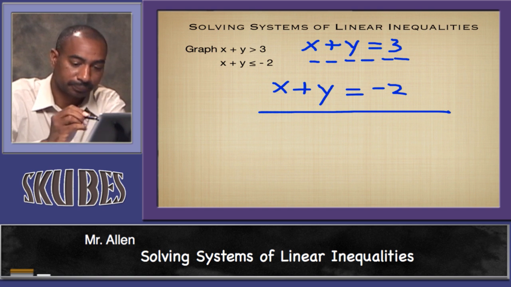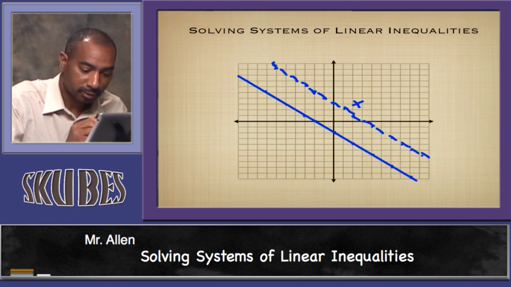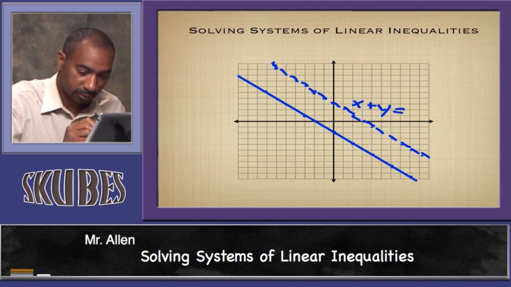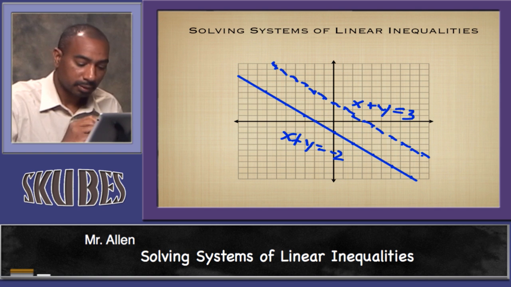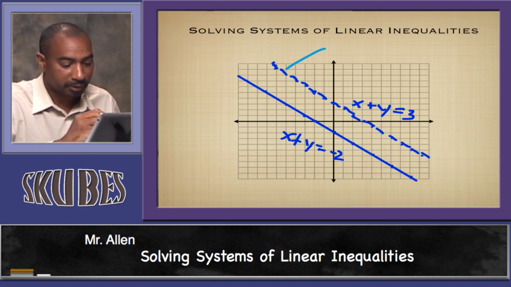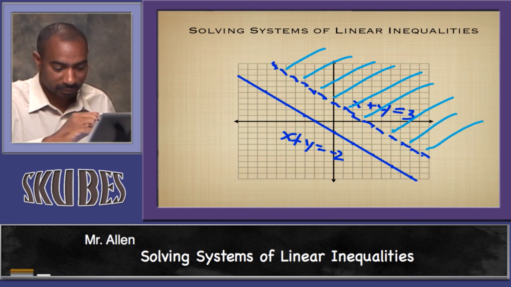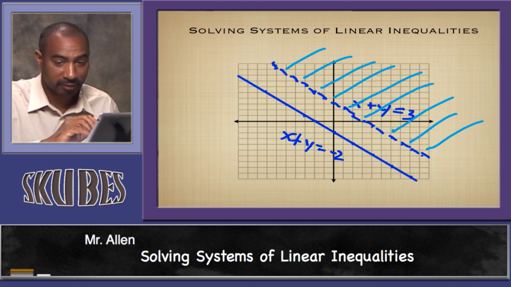All right, so when you graph that, you're going to have these lines. This represents x plus y equals 3. And down here represents x plus y equals negative 2. Okay, so in this graph you're going to shade above the line because you're talking about all ordered pairs that have a sum greater than 3. But you're not including the ones equal to 3, so you're not including anything on the line. So you have to have a dashed line there.